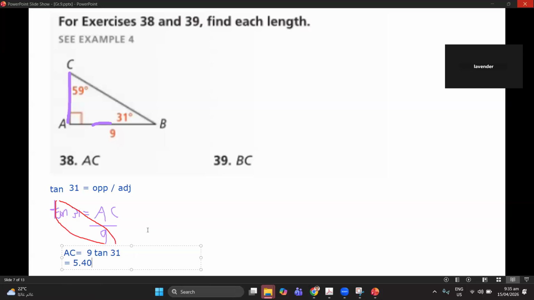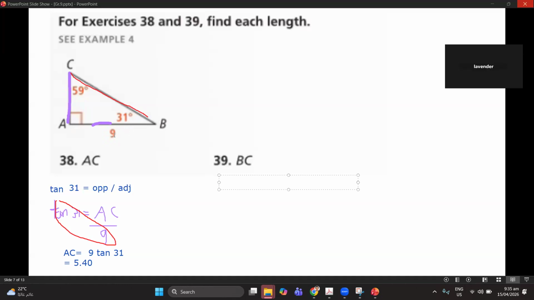5.40. Is it clear? Yes. Now the second one, yellow lavender. To find BC, I now need to find the length of BC. For the angle 31, as an example, what's the given for angle 31? The adjacent is 9 and the opposite is 5.40. I will not use 5.40 now. I need to find BC.